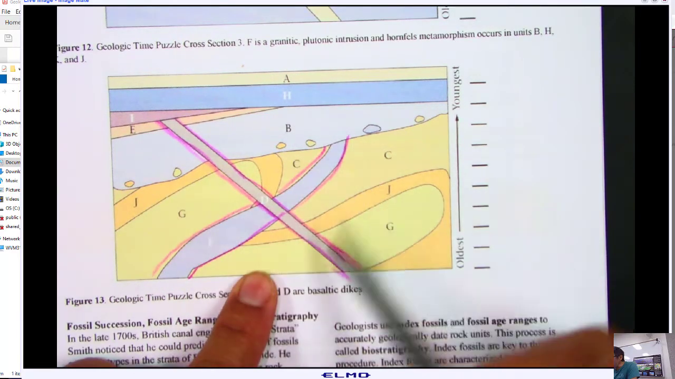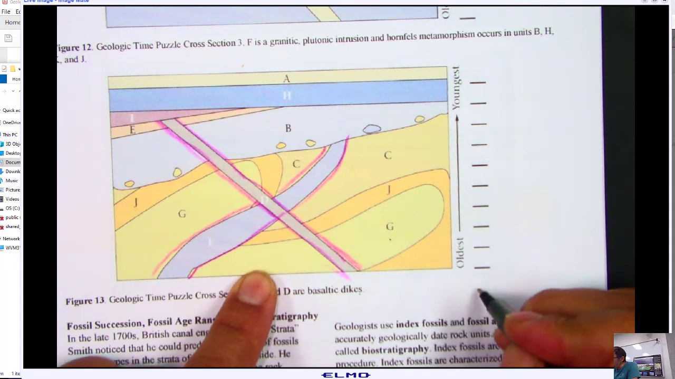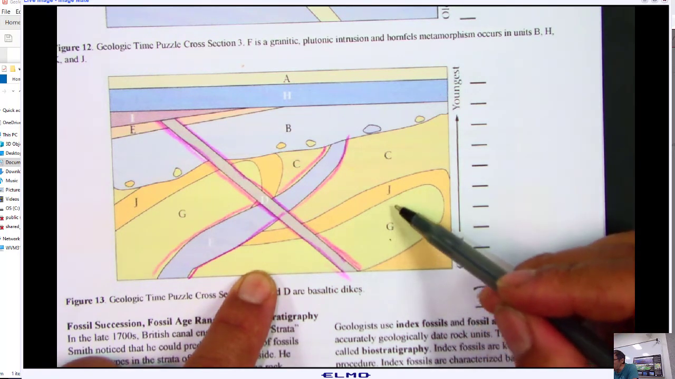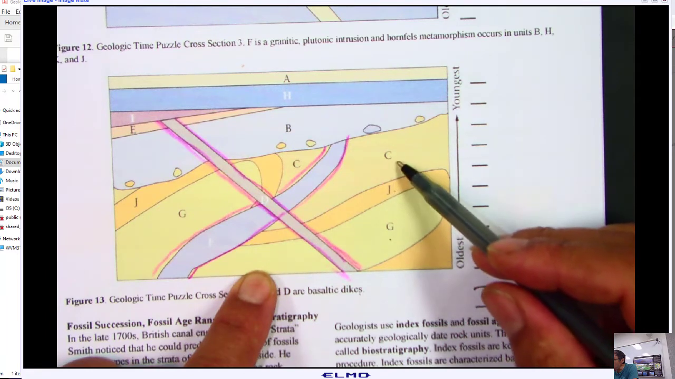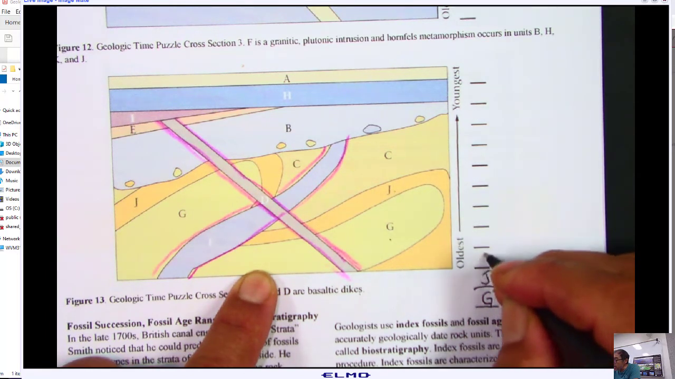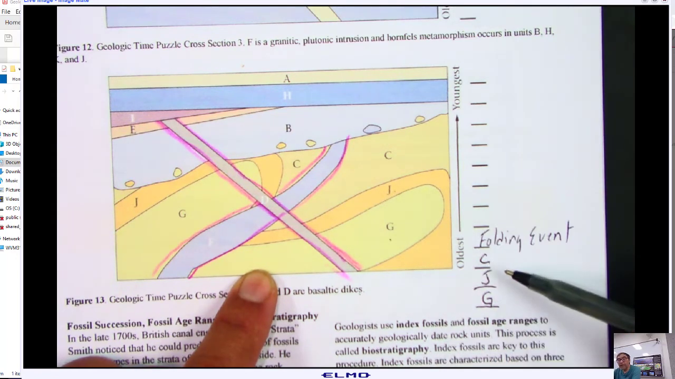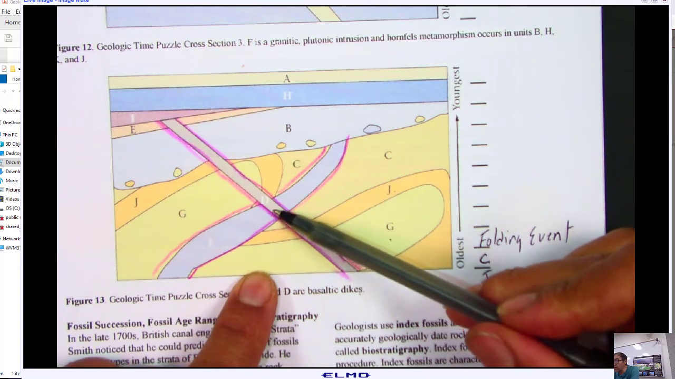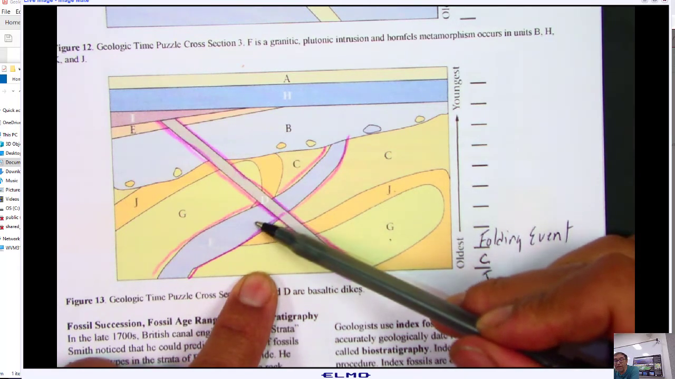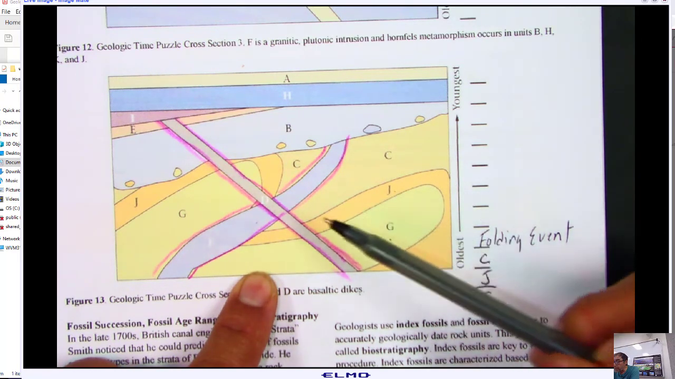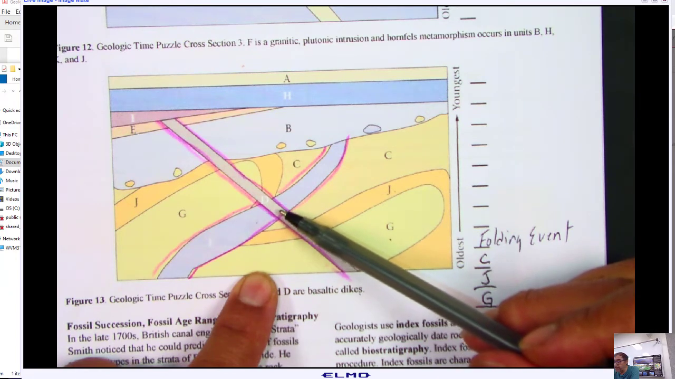We got some folded rock here, and it looks like G, in fact, we'll put another layer down here because I think I need extra ones. G is going to be the oldest one here. G is the oldest unit. And then based on superposition, it's going to be J and C. So we'll put J and C. And then we're going to have some folding event. Putting the folding event here because D and F are not folded like these other strata. So the folding event must have occurred before the intrusion of these basalt dikes, D and F.